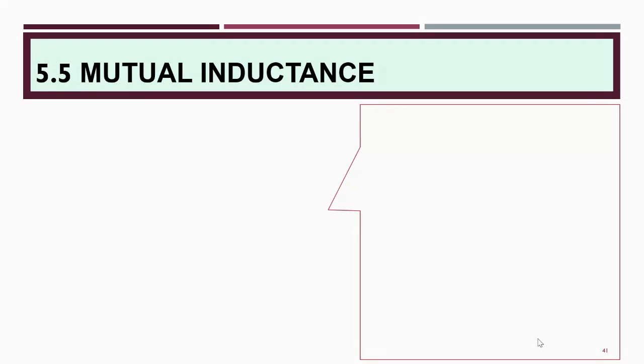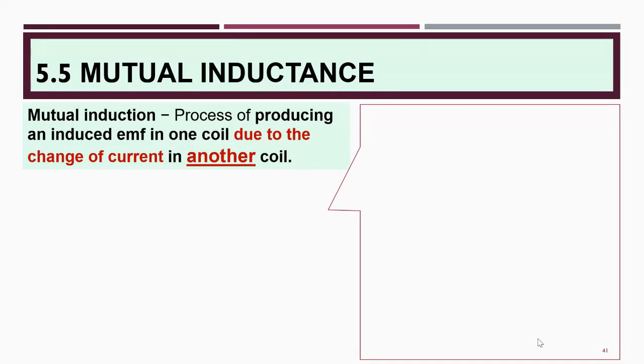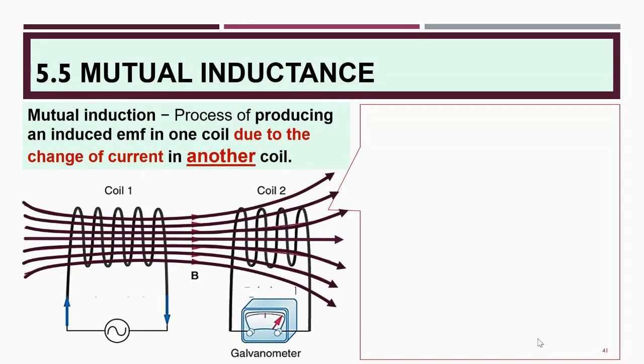So now we continue to the last subtopic of chapter 5, which is 5.5, the mutual inductance. If we recall, previously we learned about self-inductance. Self-inductance means when we change the current in the coil, there will be an induced EMF in the same coil. But mutual induction is quite similar, except that it involves two different coils.